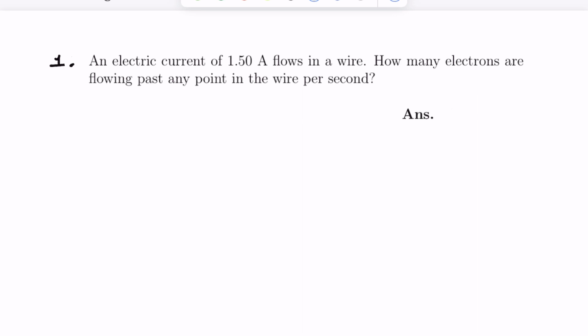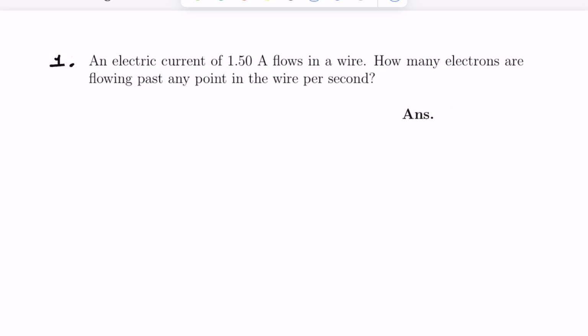Alright guys, so this should cover everything else. I'm going to quickly open my calculator. There it is. So question 1 is: an electric current of 1.50 ampere flows in a wire.